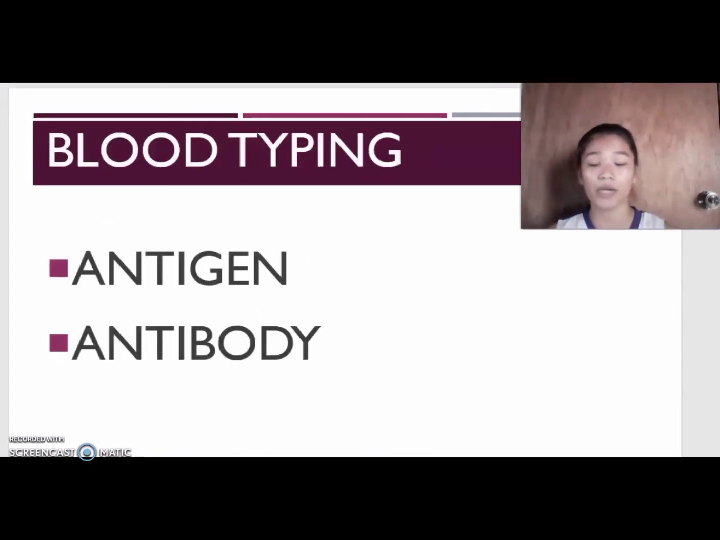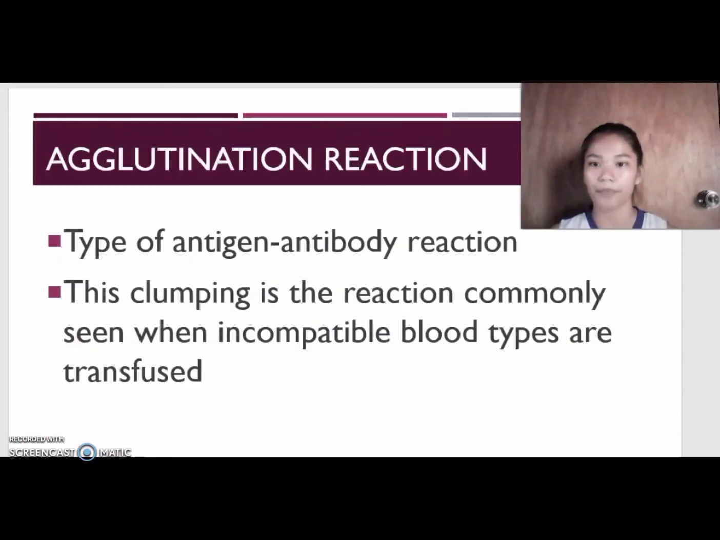So next is blood typing. We have antigen and antibody, whereas an antigen is a molecule that elicits an immune response, and the antibody is the plasma protein produced by the immune system. So next is the agglutination reaction, which is a type of antigen-antibody reaction. This clumping is a reaction commonly seen when incompatible blood types are transfused. In an agglutination reaction, antigens are glued together with antibodies like flies on fly paper.